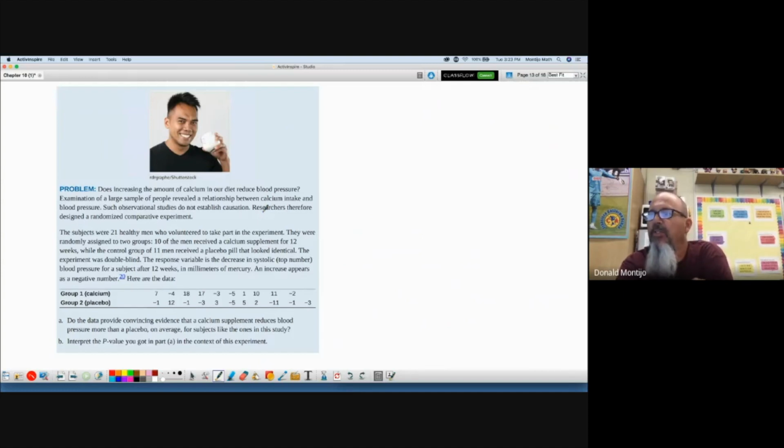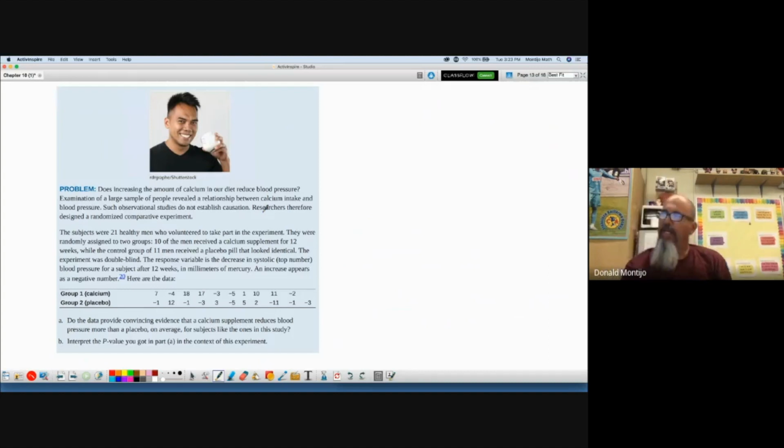The experiment was double-blind. The response variable is the decrease in their systolic blood pressure for the 12-week period. An increase appears as a negative number. So the decrease would be the positive number, and the increase would be the negative number. Do the data provide convincing evidence that the supplement reduced blood pressure more than the placebo on average? Well, let's find out.